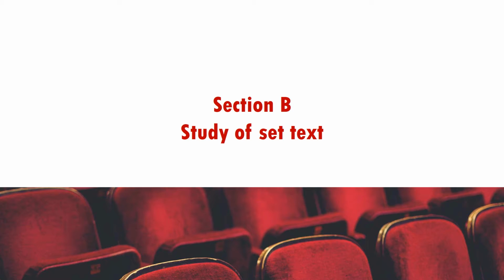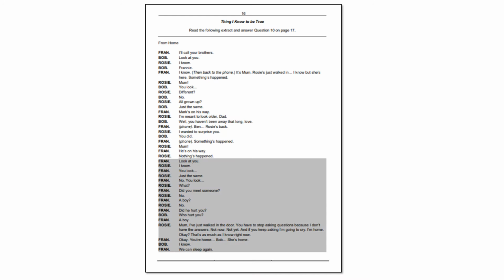In this video we will be looking at section B of the written examination, and that is the study of set text. Before you begin to attempt answering any of the questions, you need to make sure you take the time to read the printed extract before the questions. So this extract here is taken from the play Things I Know to Be True. So if you'd like to take the time now just to read the entire extract.